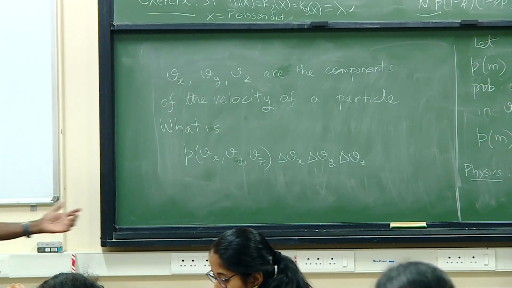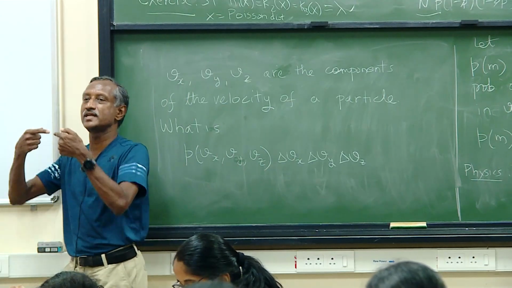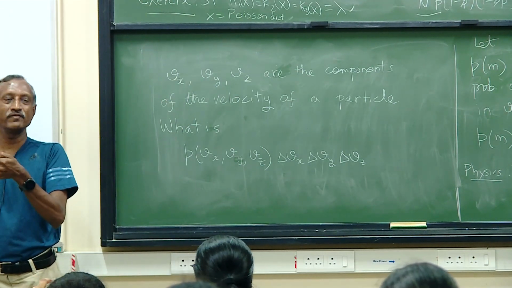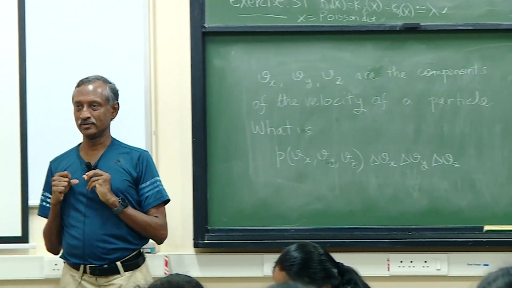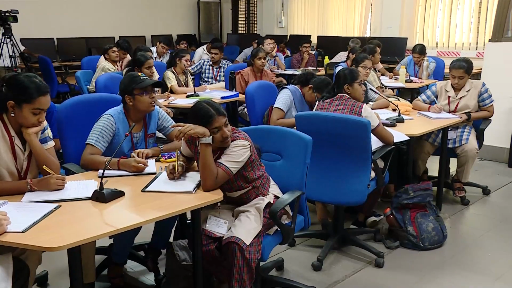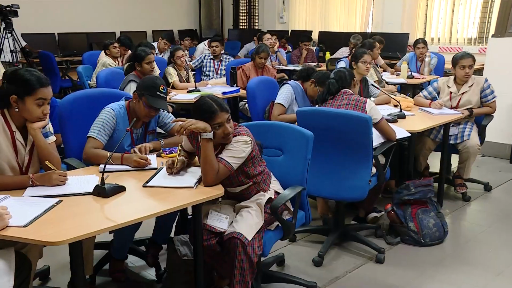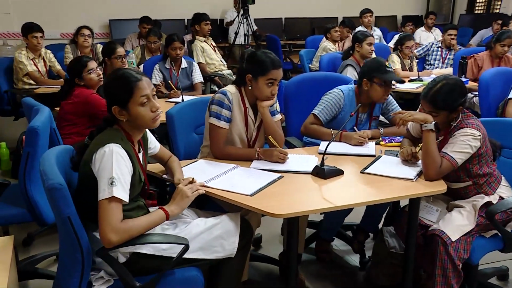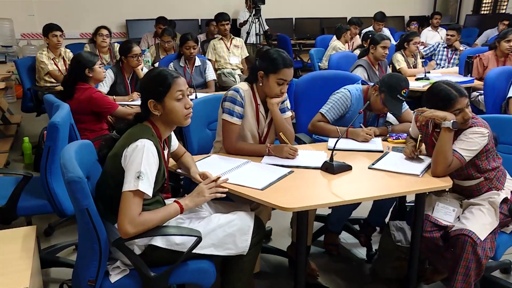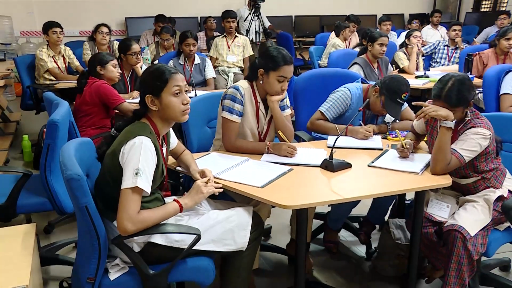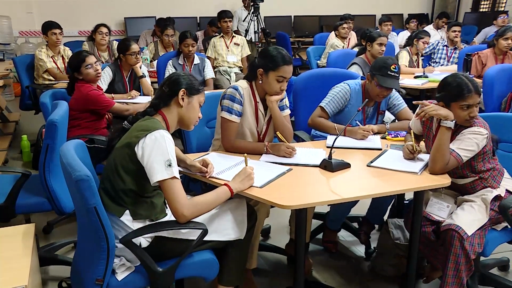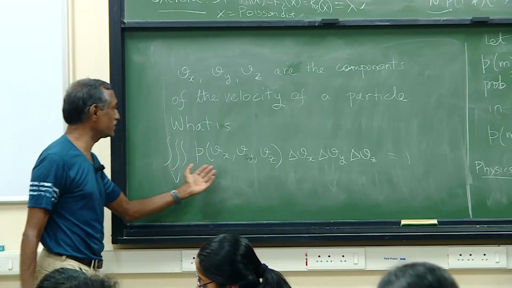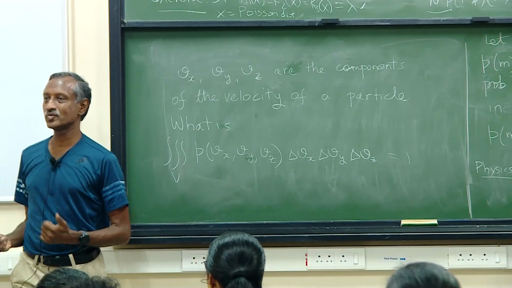So this is like a cube in velocity space with sides delta Vx, delta Vy, delta Vz. Inside that volume there is some probability, if you sum over that. It's a higher dimensional generalization, but it doesn't matter. The total probability over the full volume should be 1. So the question here is, what should this quantity be?